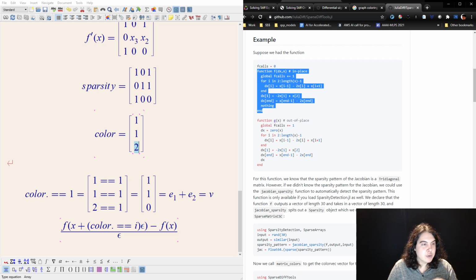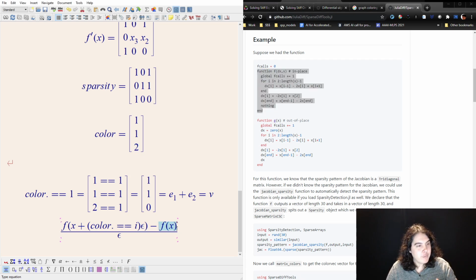Because you just perturb in the direction of every third value, looping over which third values you're coloring, minus F of x, so that's the fourth call. That gives you this dense vector, and then you unpack it, and that gives you your sparse Jacobian.